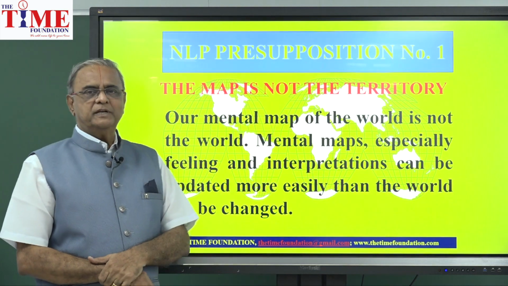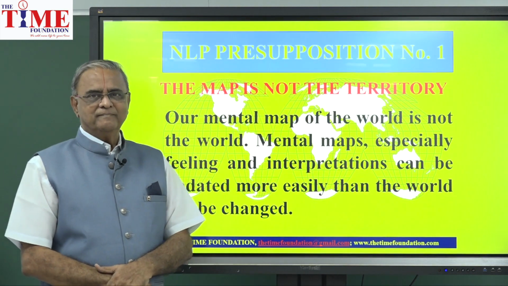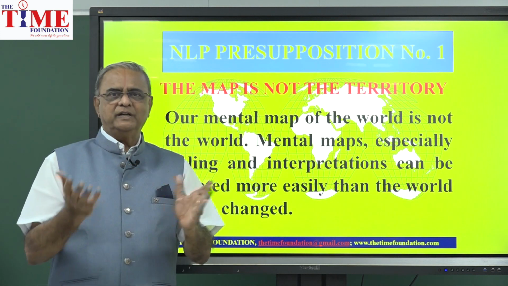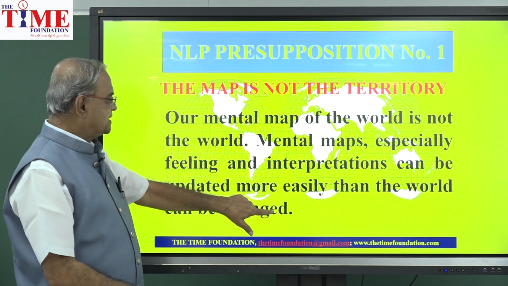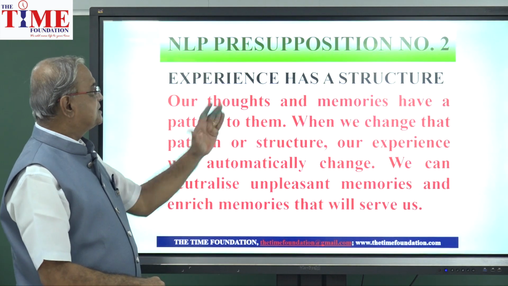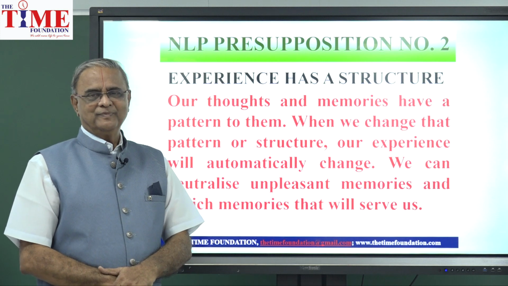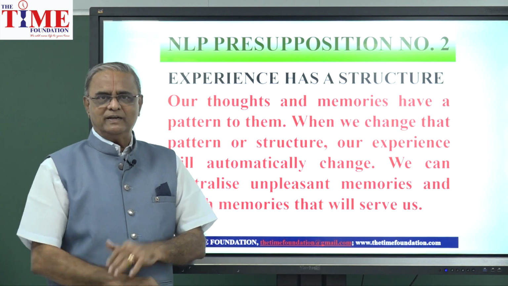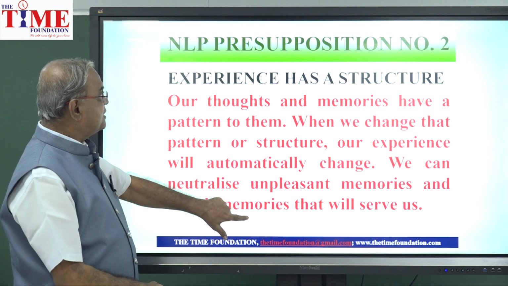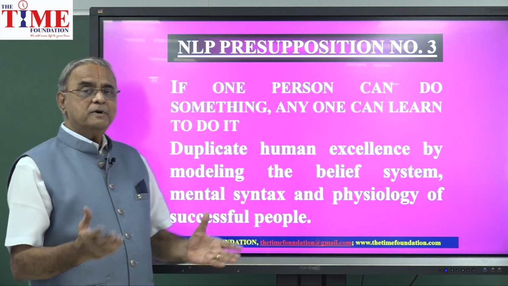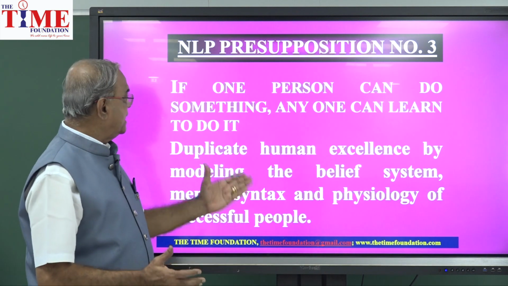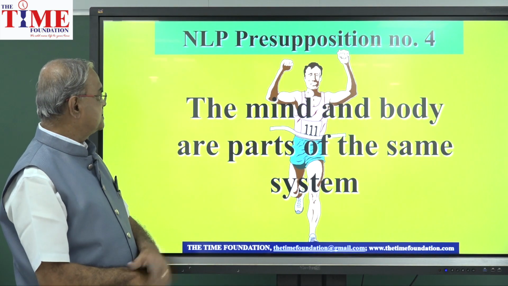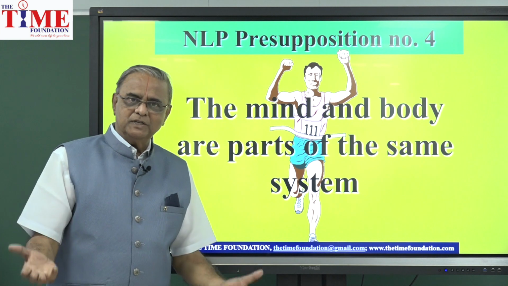The first presupposition is the map is not the territory. I will run through the 9 presuppositions, then we will take that case study and start discussing. The second presupposition is experience has a structure. For the time being, make a note of this, I will elaborate it a little while later. The third presupposition is, if one person can do something, anyone can learn to do it. The fourth presupposition is, the mind and body are part of the same system.